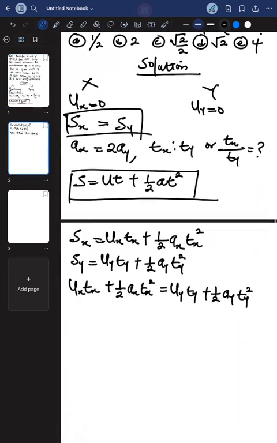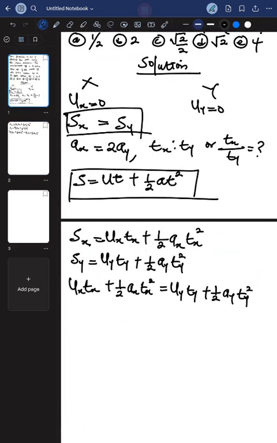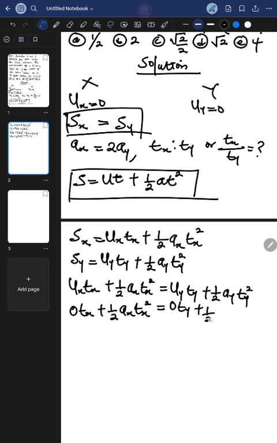Now let's go ahead. Remember at the beginning, we said the particle is starting from rest. Okay, so if the particle starts from rest, automatically your ux is 0. And your uy is 0. So meaning that would be 0 times tx. 0 multiplied by tx, we see the same thing. Plus 1 over 2 ax tx squared is equal to uy is 0, right? Is 0 times ty plus 1 over 2 ay.